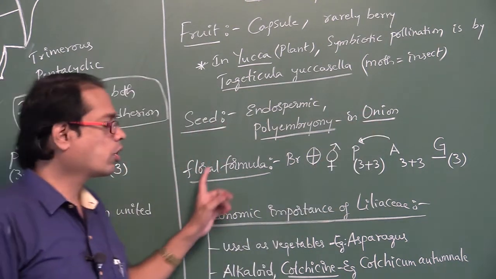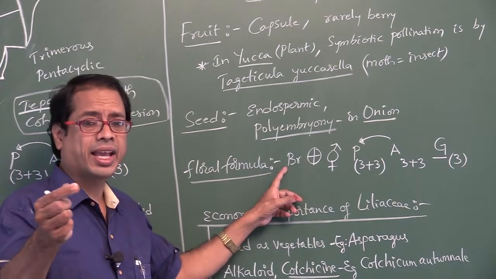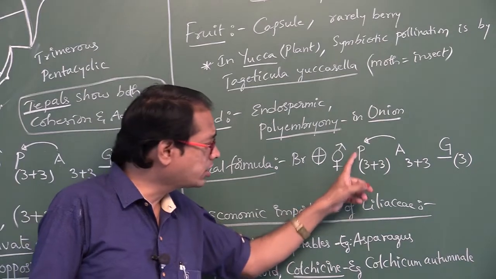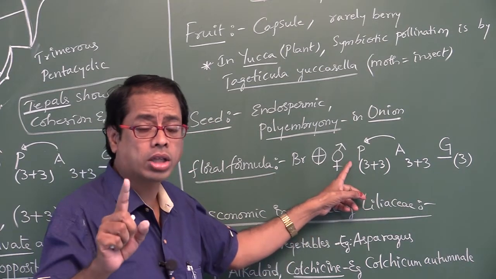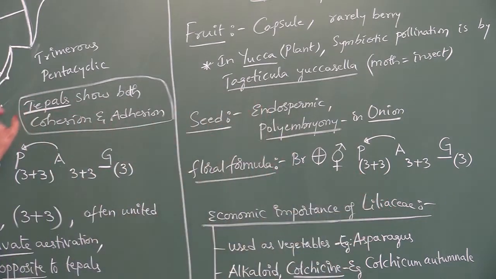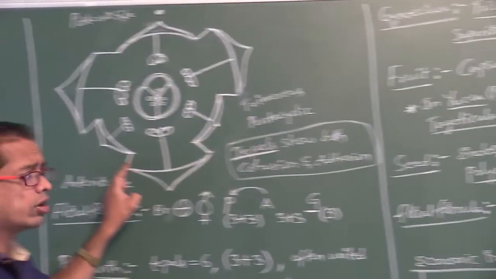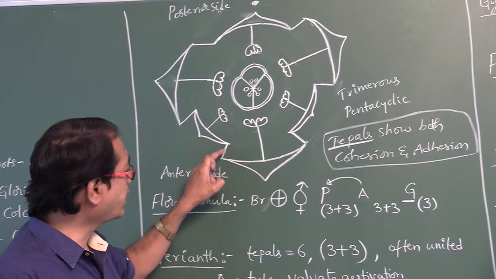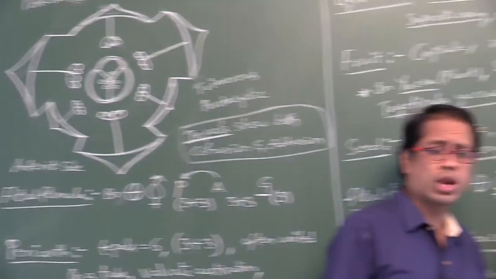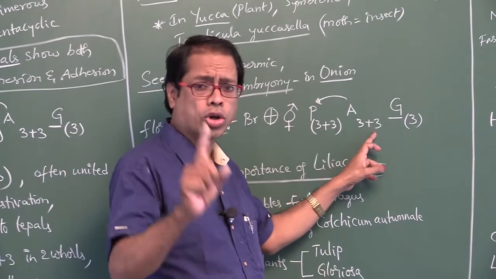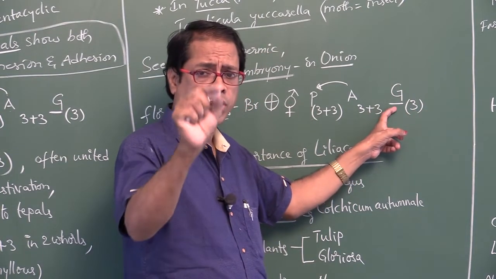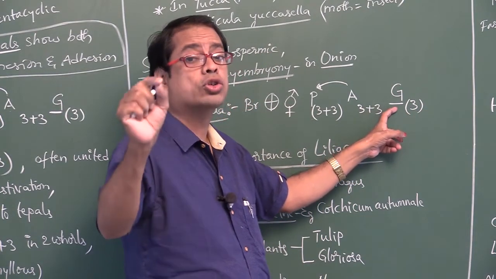Next, floral formula. Br means bracteate, plus the symbol for actinomorphic, bisexual. P 3 plus 3, where P means perianth. You have to write it in brackets. Why do we write it in brackets? All the tepals are fused, one tepal is attached to another tepal. That's why 3 plus 3 in brackets. Stamens are not attached to one another, so 3 plus 3 without brackets. Tricarpellary, syncarpous, and a line below the G means hypogynous flowers, superior ovary.